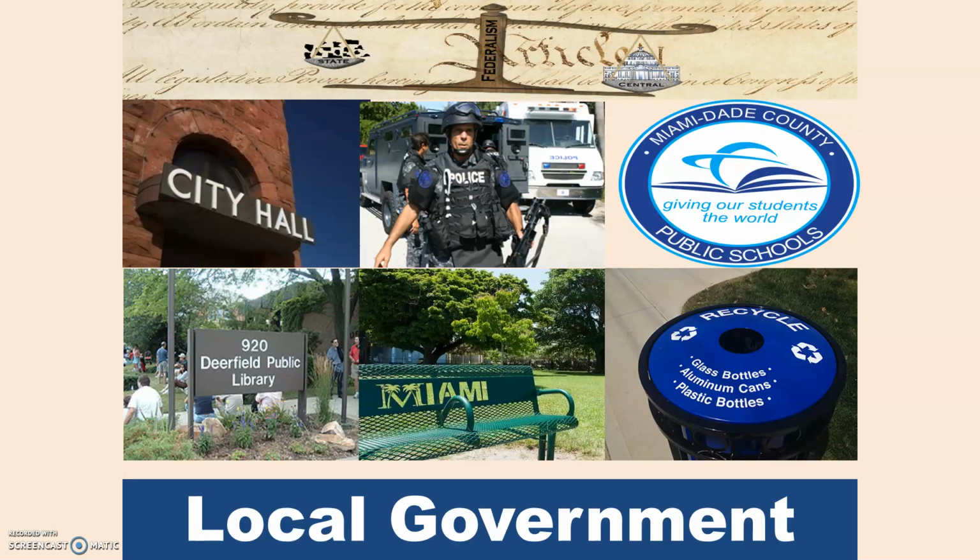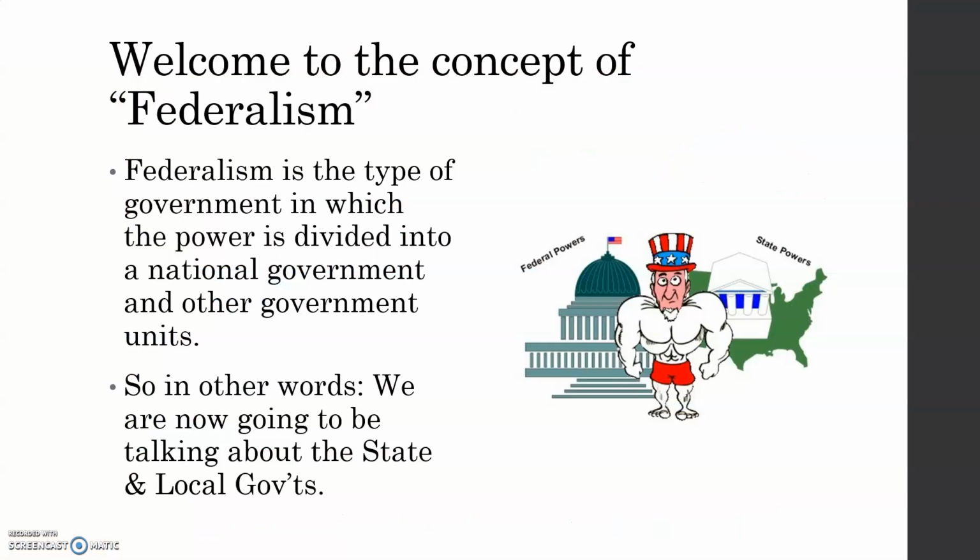And finally, you have the level of the local government, which is, as it states, local government, stuff that's dealing with your city, like your city halls, your regular police force, your county schools, your libraries, your bus stops, your recycling, anything on the local level. And that, in case you didn't get the question right on your pre-assessment, which I think two people got right, is the concept of federalism. Federalism is simply a type of government in which the power is divided into a national and other government units, which in our case of federalism, it's a national, and a state, and a local government.